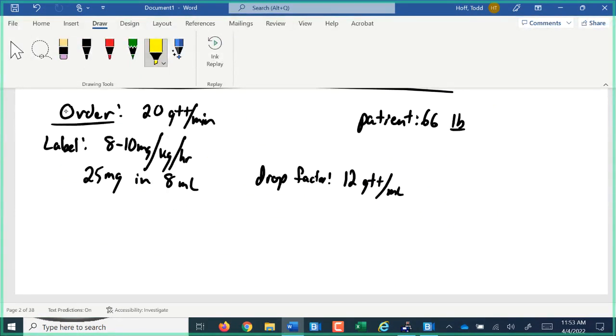So again, the doctor's order is already set up. It's a ready-to-go order. You just would have to set up the IV to make that. But again, we want to go through the calculation just to confirm the doctor's order.